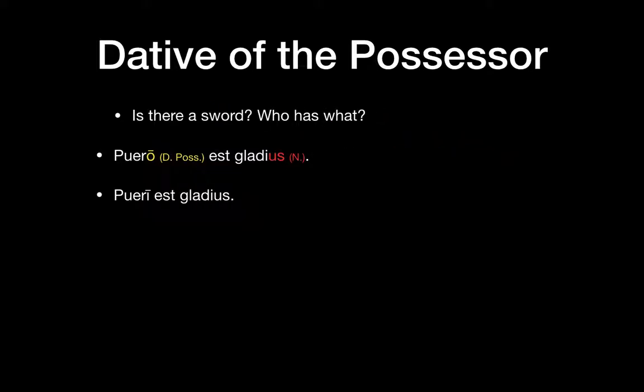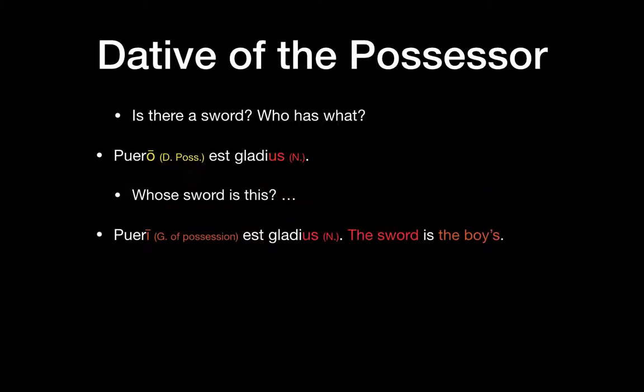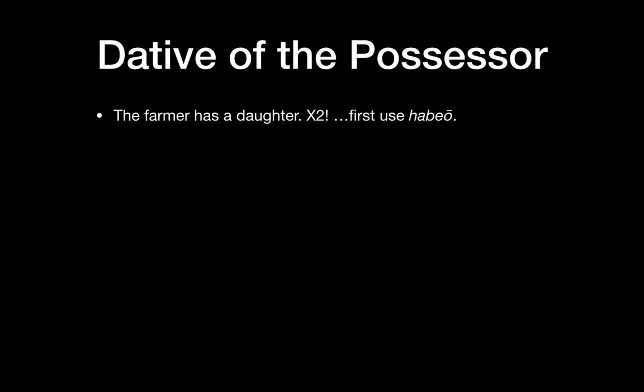So, just to recap, is there a sword? Who has what? Puero est gladius. But what about the sentence below? Pueri est gladius. Pueri, the genitive of possession, gladius still the subject, but what's the difference? This one translates to something more like, the sword is the boy's. As if you were asking the question, whose sword is this? Pueri est gladius.